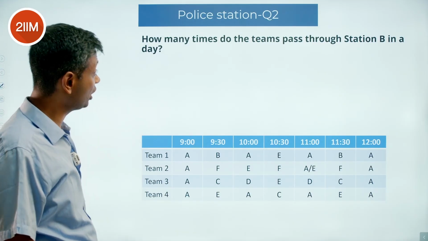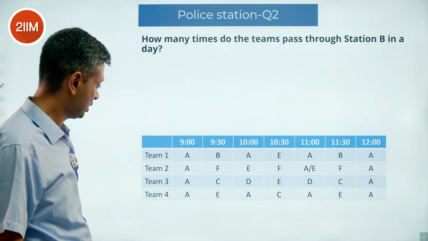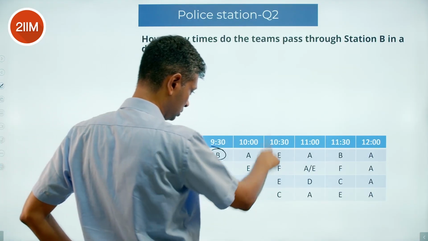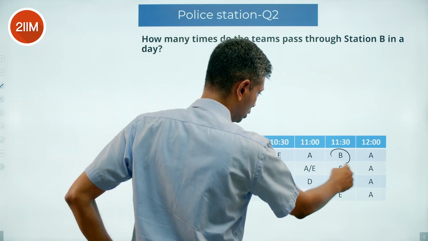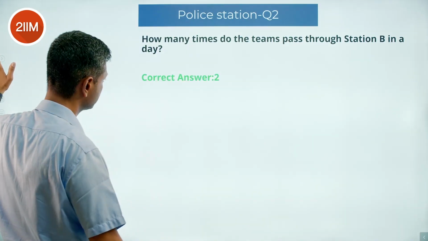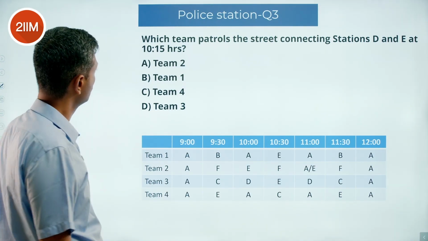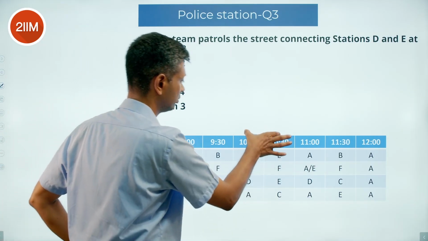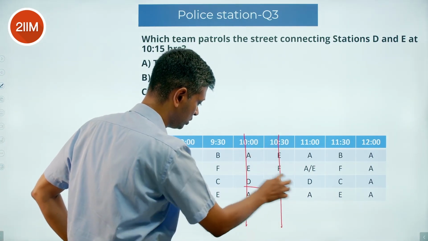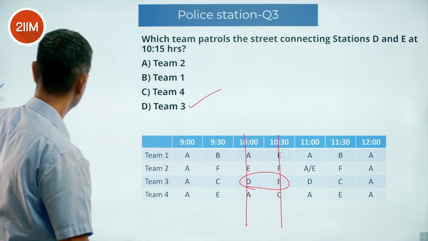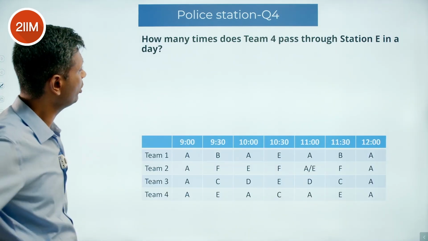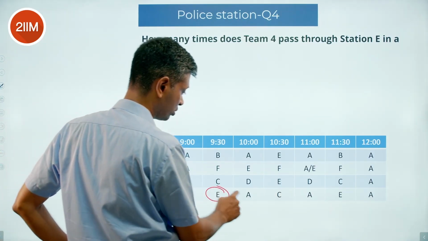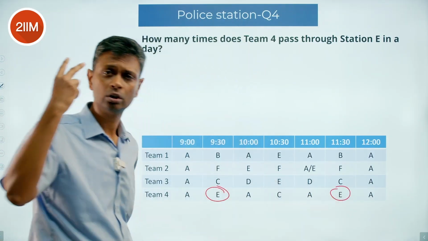How many times do the teams pass through station B in a day? 1, no B, 2 times. Which team patrols the street connecting stations D and E at 10:15 hours? This is this time between D and E. This, which is team 3. Done. How many times does team 4 pass through station E in a day? Team 4 once, twice, 2 times.